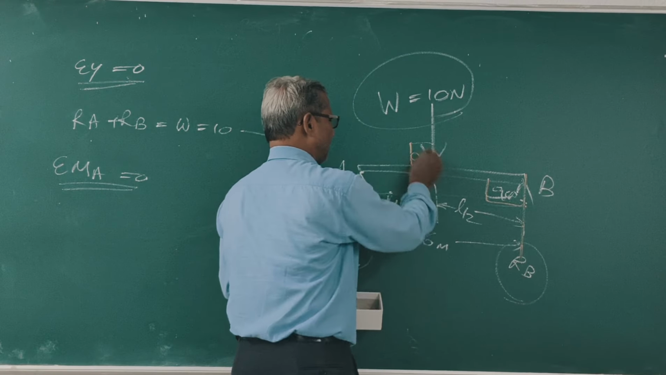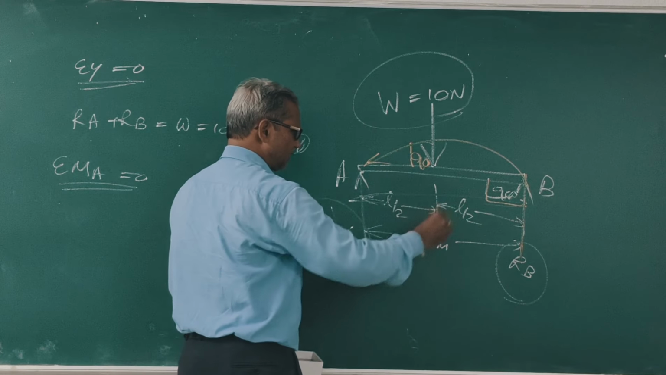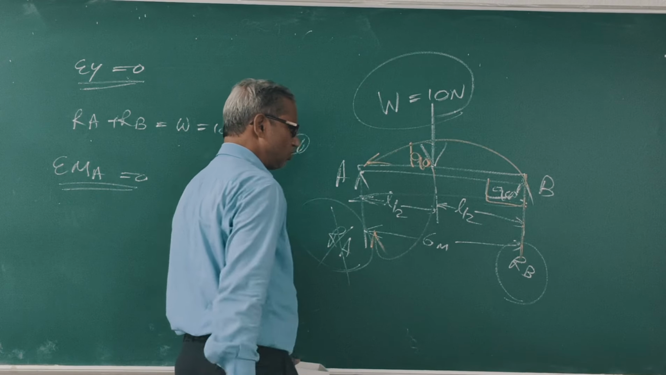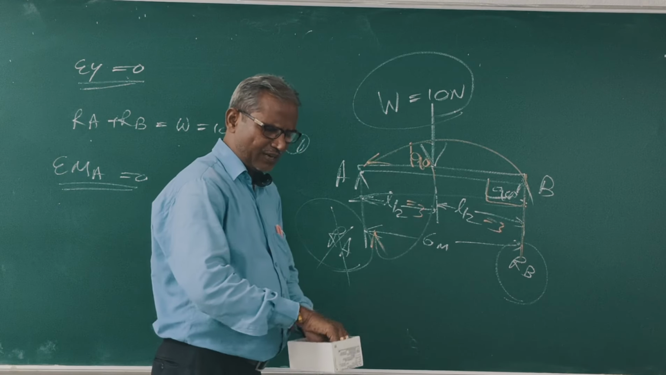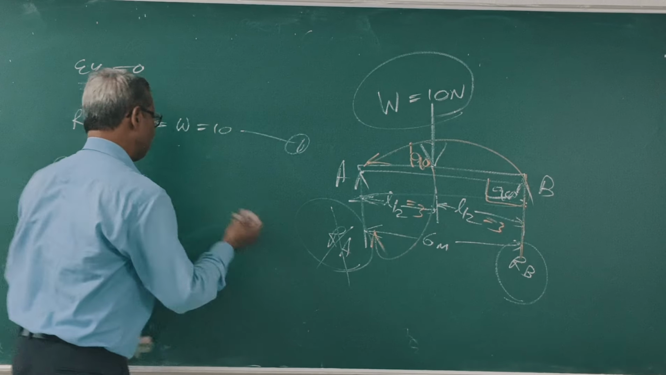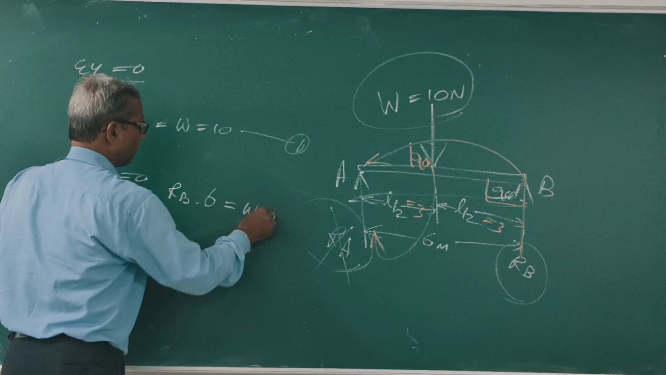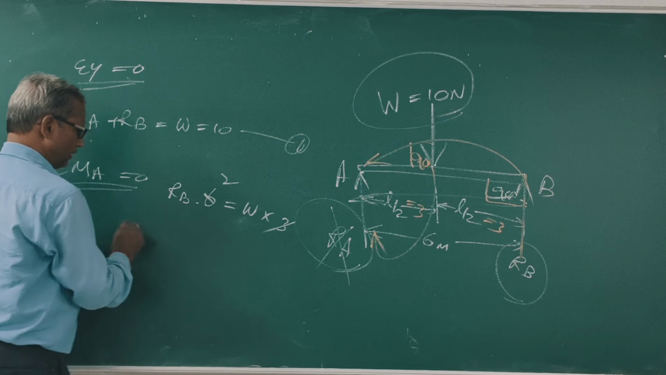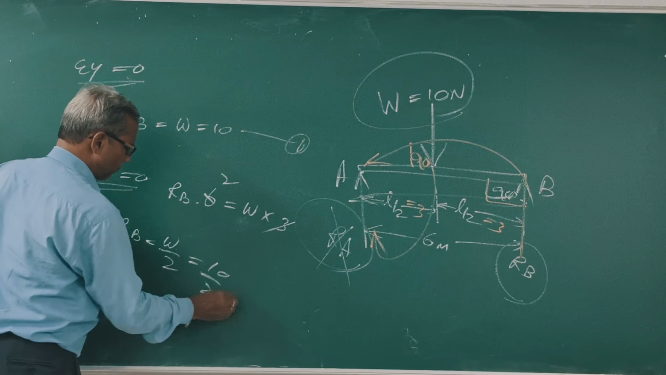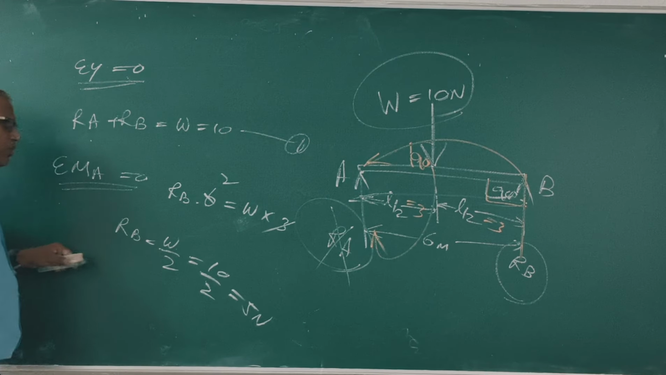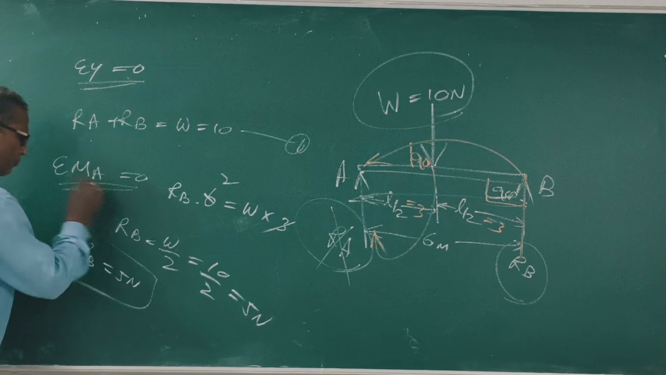This is also perpendicular distance, 9 degree. So what is Rb into 6? What, W into 3? This is 3, this is 3. Clear? Now Rb into 6 is equal to W into 3. What is Rb equal to? W by 2, 10 by 2, which is equal to 5 Newton. So Rb is equal to 5 Newton. Answer.